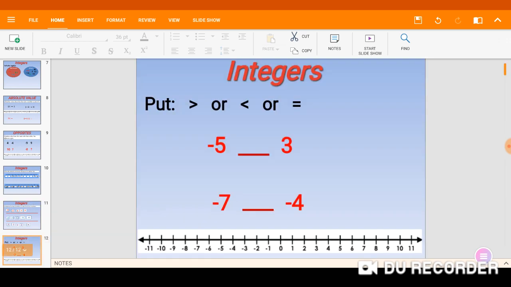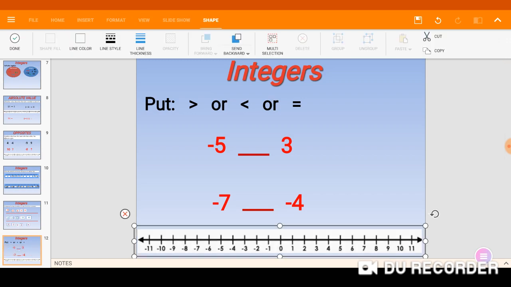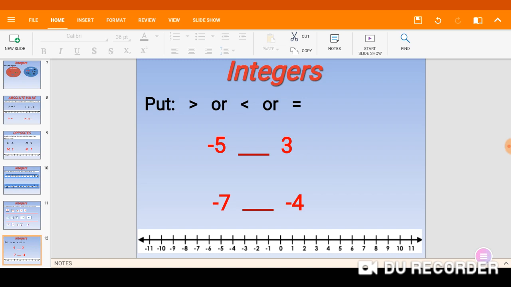Last question. Put greater than or less than. When I put the number line here, I put it just to help you. You don't always have to draw the number line, but it can help you solve problems. Okay, which one is greater, negative 5 or positive 3? The negative is smaller than the positive because negative is far from 0 on the left-hand side. They are in the smaller area and the positive in the greater area. So always you will find 3 is greater than negative 5, or negative 5 is smaller than 3.